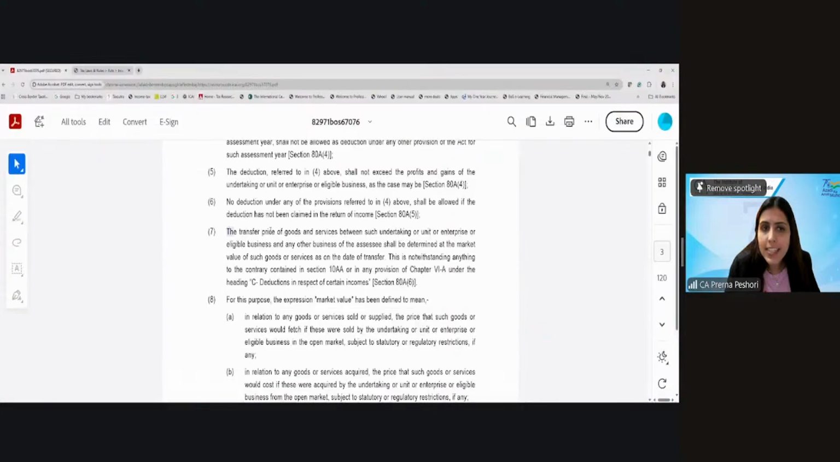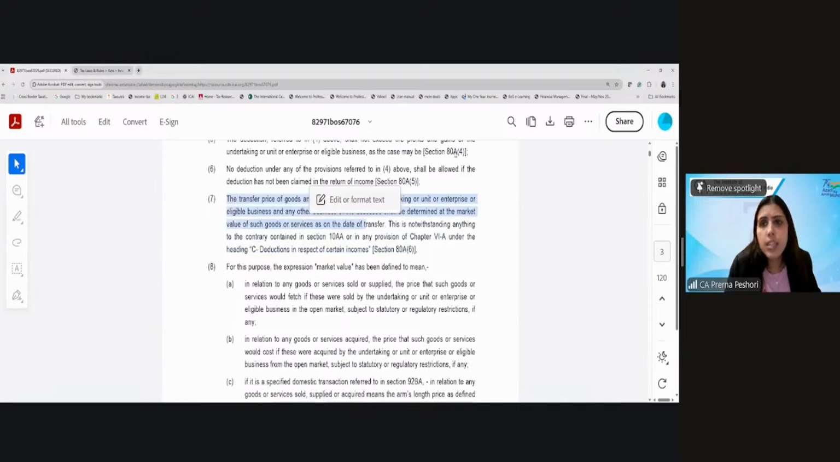So if you look at the ATA, it says the transfer price of goods and services between the undertaking of the eligible business and the other business of the assessee shall be as per the market value. What is market value? The price in the open market. So the ATA also tells you this same thing. Are we clear?